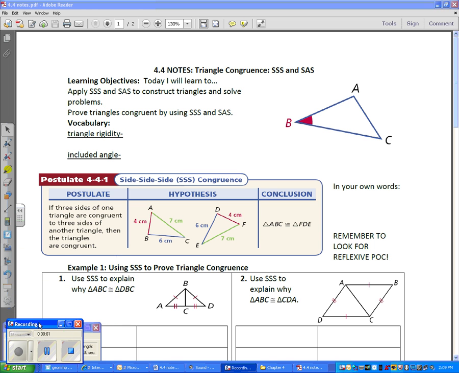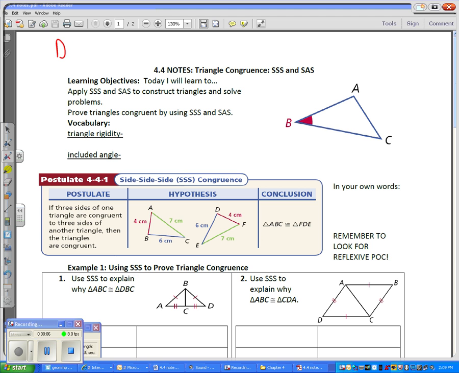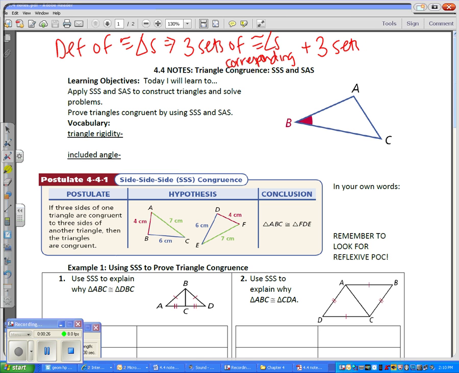Okay, today in class we talked about triangle congruence, and we learned that the definition of congruent triangles is that they have three sets of congruent angles, corresponding congruent angles. Corresponding, remember, means matching in the same spot, and three sets of corresponding, so in the same spot, congruent sides. So we had to prove all 6 things basically to prove that these triangles are congruent.